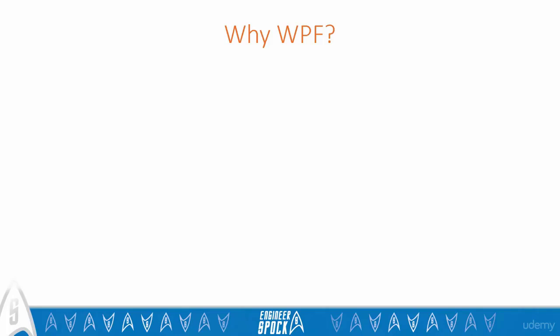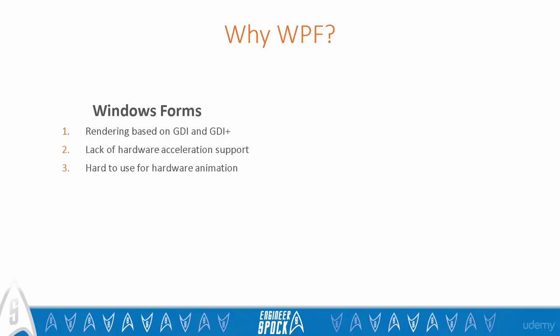The preceding technology of building UI applications was Windows Forms. In short, Windows Forms is an old technology which doesn't meet the current needs of users. Its rendering system is based on GDI, which stands for Graphics Device Interface, and its successor, GDI+. GDI was introduced in 1985, and unfortunately it lacks support for hardware acceleration and is hard to use for hardware animation. Windows Forms, as distinct from WPF, is unable to harness the power of modern graphics cards.